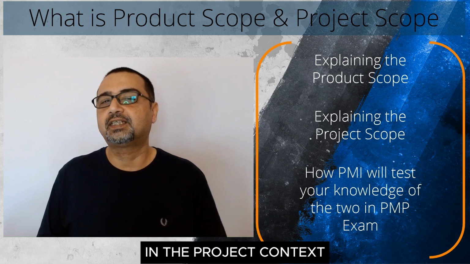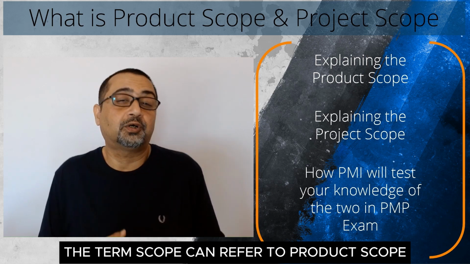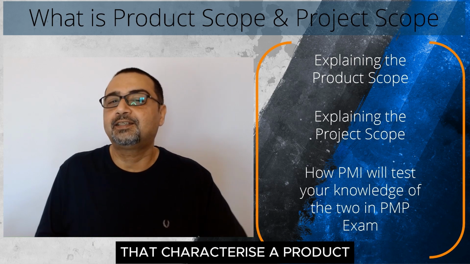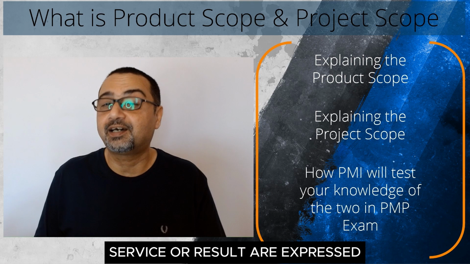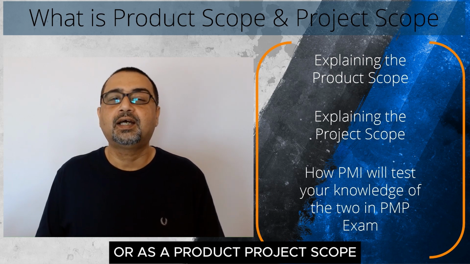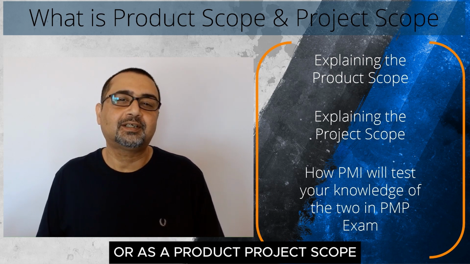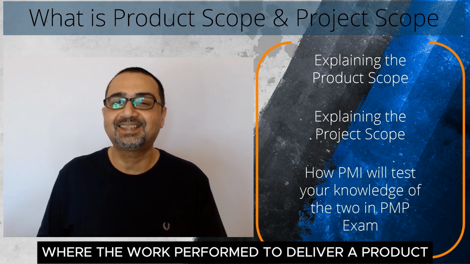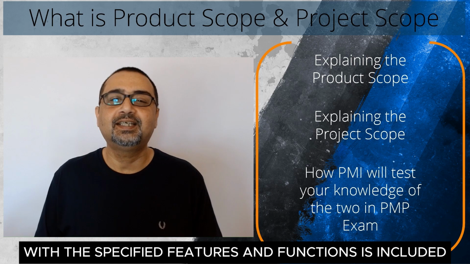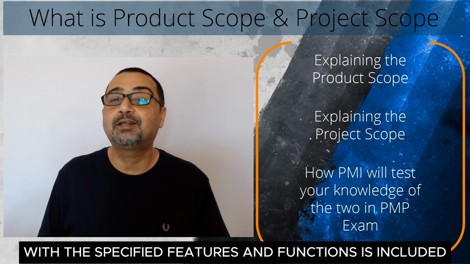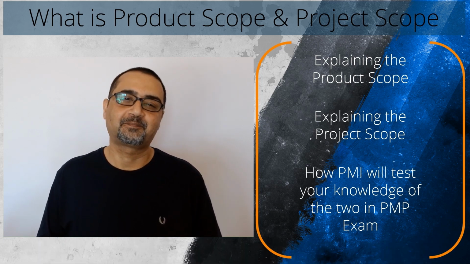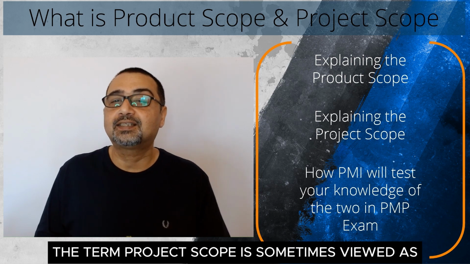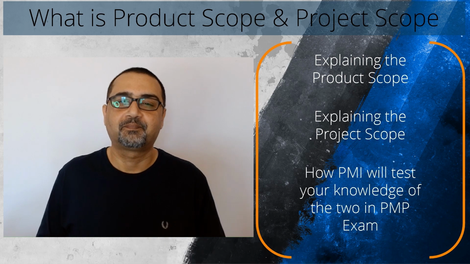In the project context, the term scope can refer to product scope, where the features and functions that characterize a product, service, or result are expressed, or to project scope, where the work performed to deliver a product, service, or result with the specified features and functions is included. The term project scope is sometimes viewed as including product scope.